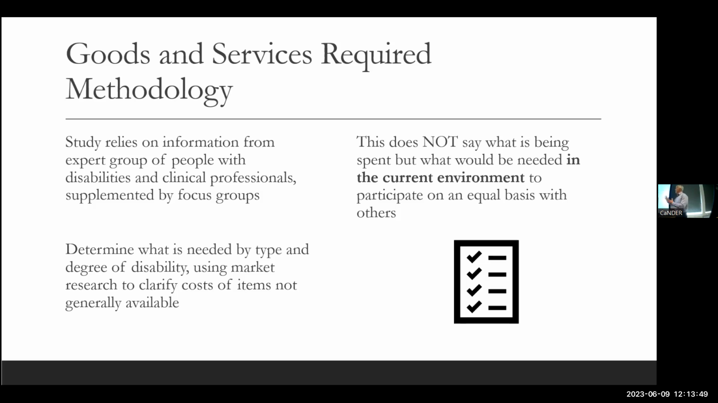And then to say, okay, depending on the type of disability you have and the degree of disability you have, what are the things you need to participate? How much do they cost? But again, it's important. It's saying what's needed to be spent in the current environment, right? And again, one way of addressing these extra costs of participation is reducing barriers to change the environment. That's another way of reducing the costs, not just providing these goods and services that we identify.